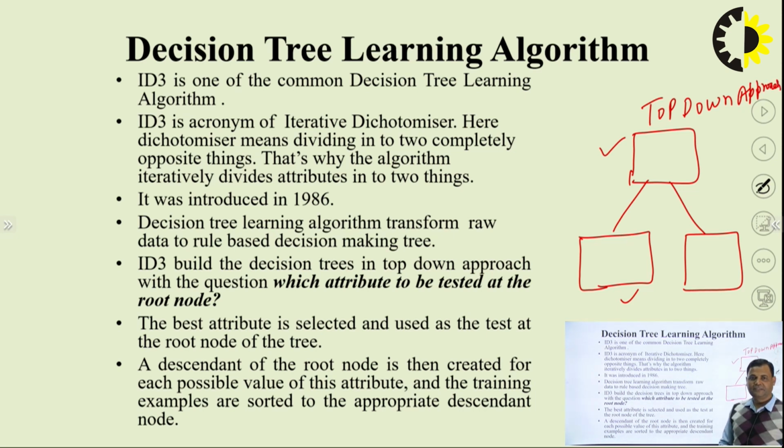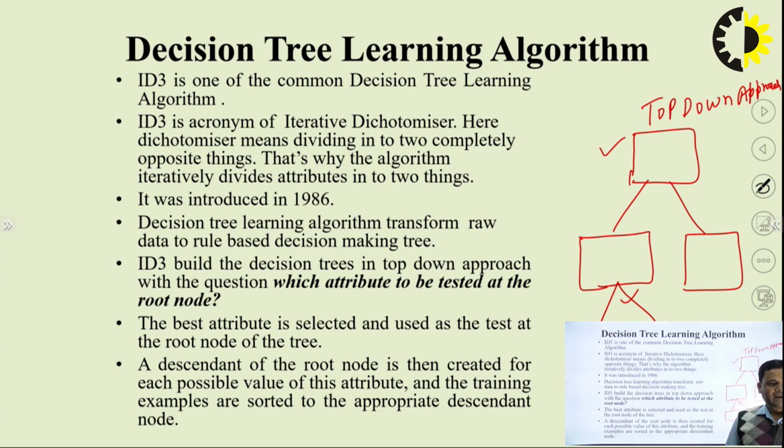If we are moving from the root node to the leaf node, and from this particular node again there is further sub branching. This will be called the root node, and this will be called the leaf node. We are moving from the root node to the leaf node, and since we are moving from top to bottom, it is called the top down approach.